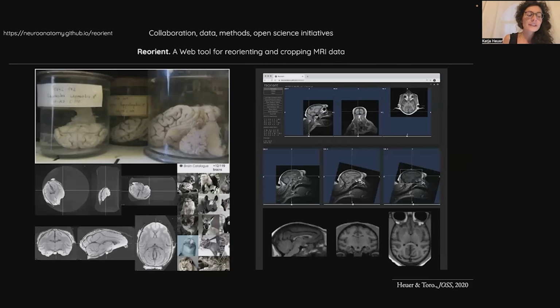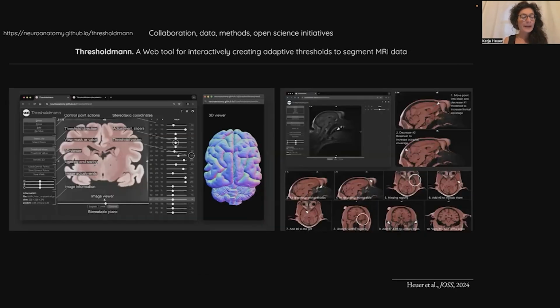And since brains are floating in jars, they can come in any possible rotations, so we built Reorient, a web tool for intuitively reorienting and cropping MRI data. And another web app that we built is Threshold Man. So it's an application for segmenting MRI data just in the browser by interactively creating adaptive thresholds.